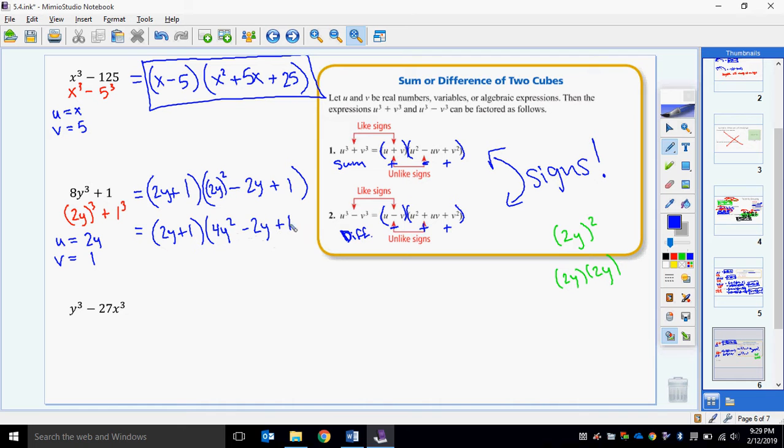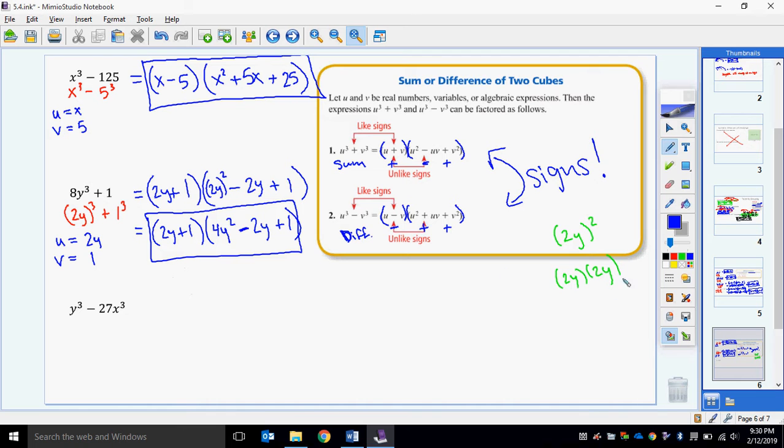Minus 2y, and drop down your plus 1. These aren't like terms. I can't combine them. I can't multiply them. It says to subtract them, but I can't. There's a y squared there and a y there. Nothing I can do. So 8y cubed plus 1 factors into this because it was the sum of two cubes.